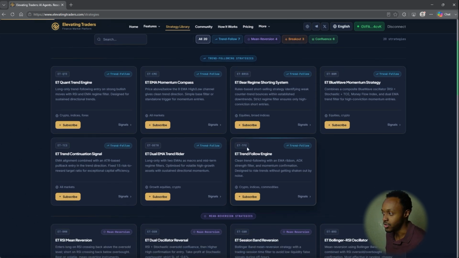For example, you've got the ET trend follower engine, clean trend following with an EMA ribbon, ADX strength filter, and momentum confirmation designed to ride trends without getting shaken out by noise. So in a trending environment, this would be a good strategy to use. If something's very choppy, like let's say Euro Swiss is very choppy, this is not a strategy which you want to deploy. When you have a trending environment, let's say crypto potential breakout, that could be a really good strategy to deploy at the right time.